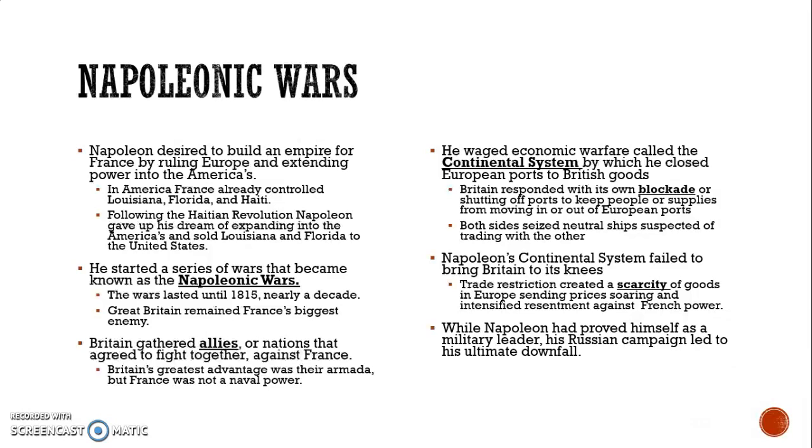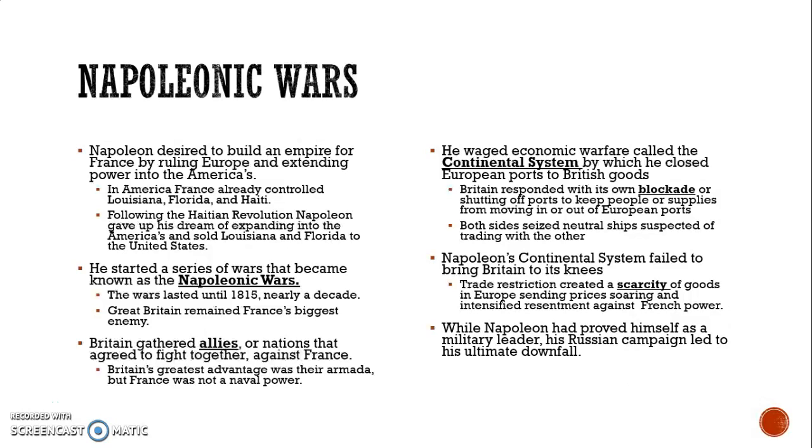He also started a series of wars that became known as the Napoleonic Wars in Europe in order to expand his empire. The wars lasted until 1815, which is nearly a decade long. During this time, Great Britain is going to be France's greatest enemy. Britain began gathering other European nations that became their allies that agreed to fight together against France. Britain's greatest advantage was their armada, or their navy, but France didn't have a navy.